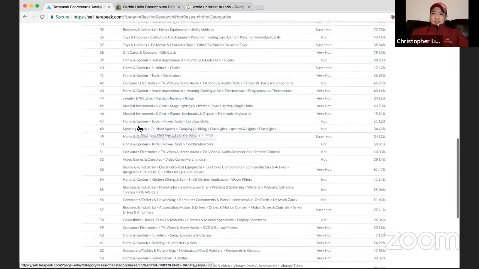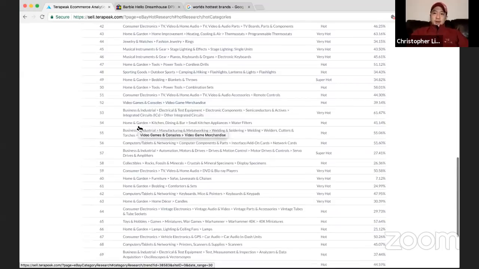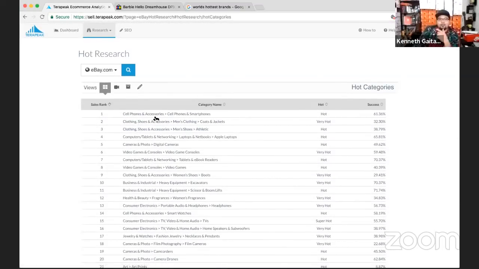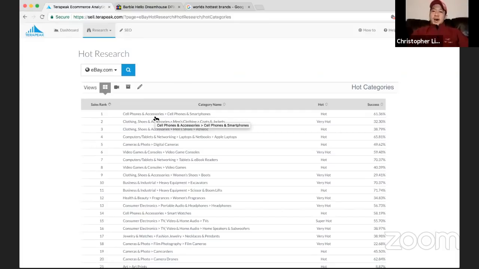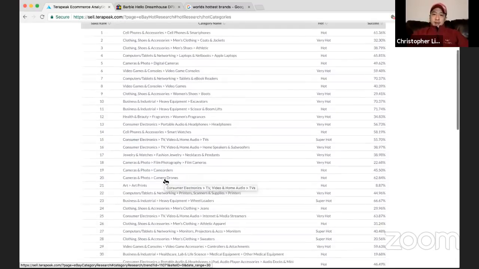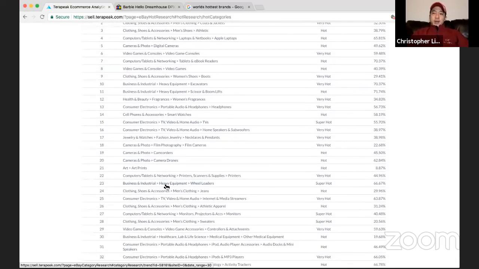Let's see. Very hot, super hot. So, even though the largest category is only considered hot, the hotness is probably seasonal. The super hot is the TVs, followed by wheel loaders. What's a wheel loader?